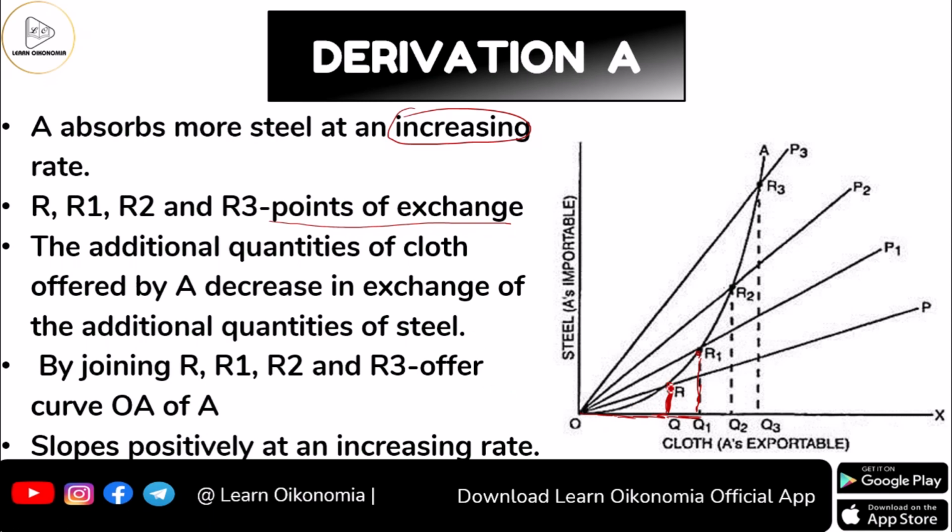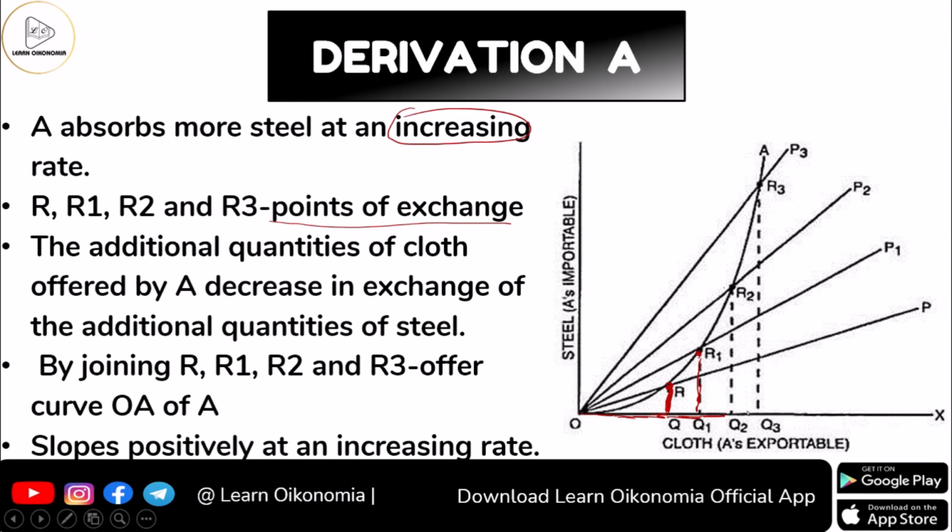So here what happens, I'll tell you from the very beginning. At point R, you are trading RQ steel for OQ cloth. At R1, you are trading RQ1 steel for OQ1 cloth. At R2, you are trading R2Q2 steel for OQ2 cloth. And at R3, you are trading R3Q3 steel for OQ3 cloth.